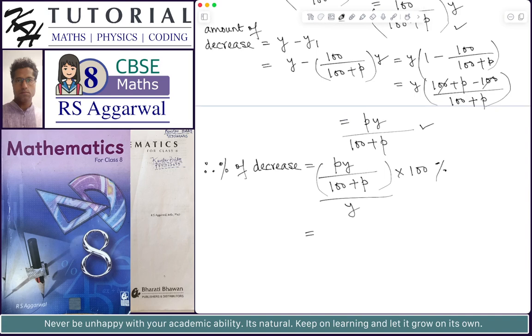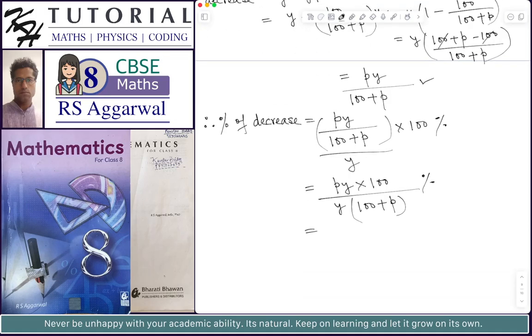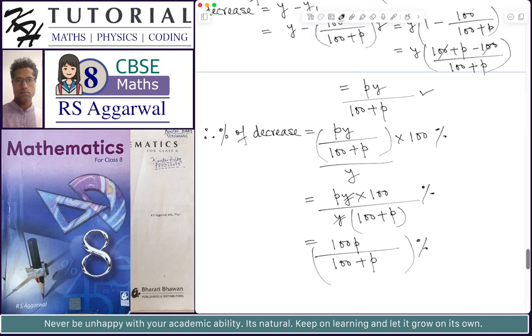So this is equal to p y multiplied by 100 divided by y into 100 plus p, this much percentage. This is equal to, y cancels out, 100p divided by 100 plus p. By this percentage, the value of y will decrease.